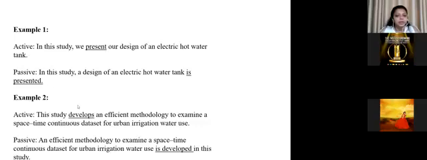Yes. And let's look at this one. Okay. This study develops an efficient methodology to examine a space-time continuous data set for urban irrigation water use. Let's see. An efficient methodology to examine a space-time continuous data set for urban irrigation water use is developed in this study. So which one do you like to use? Can you use both? Or else do you specifically have to go for a passive construction?